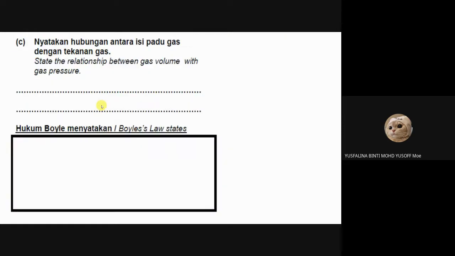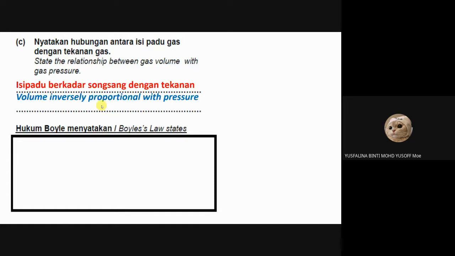Next, state the relationship between the gas volume and gas pressure. The volume is inversely proportional to the pressure. When the volume decreases, like when we push the syringe and the space becomes smaller, what happens to the pressure? The pressure increases because the rate of collision between the container wall and the gas is increased. So this is the relationship between the volume and the pressure. The volume is inversely proportional to pressure.